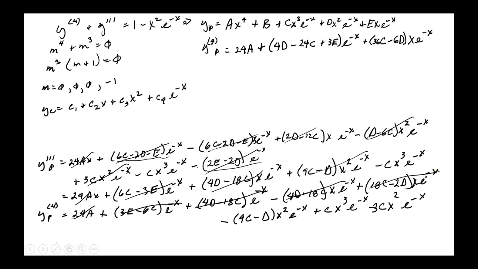Now let's do our x squared terms. We've got a minus 9 and a minus 3 is a minus 12 and a plus 1d. So I'm going to start with the d. d minus 12c x squared e to the minus x. Okay, and then that takes care of those two, and then we just have a plus c x cubed e to the minus x.